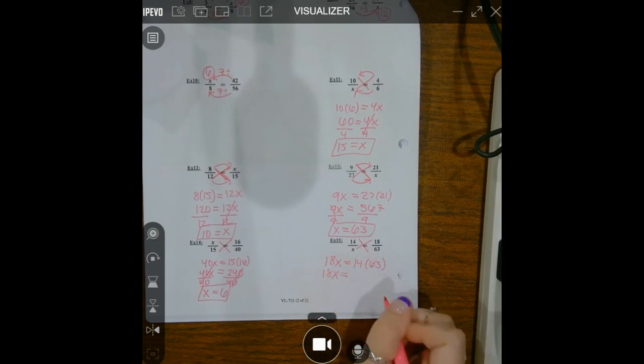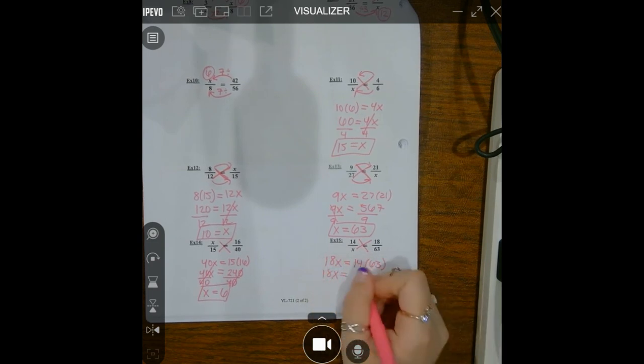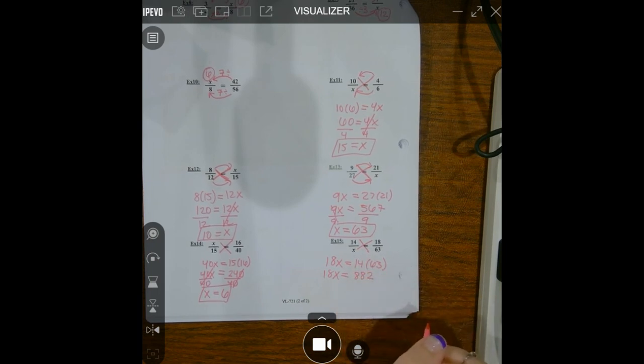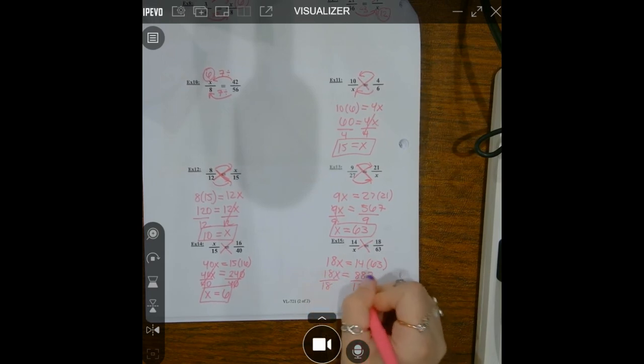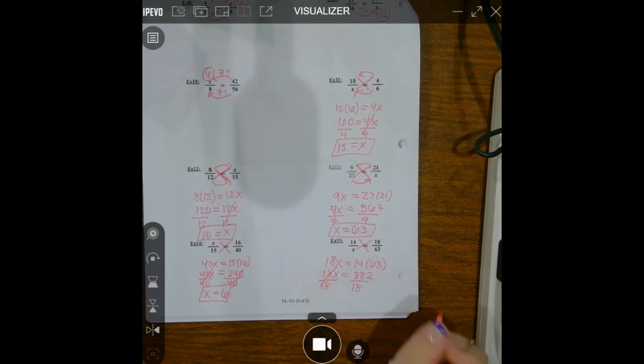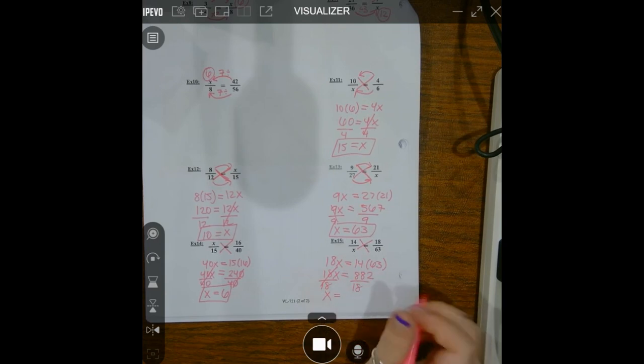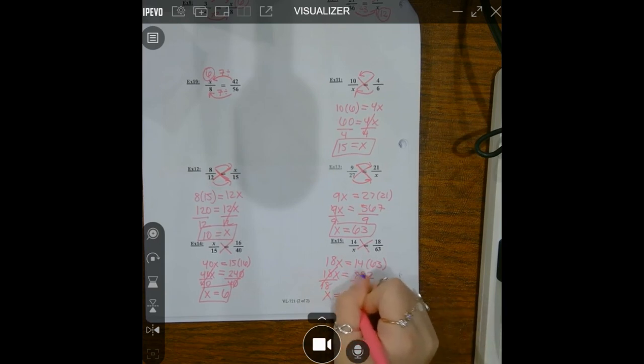Okay, 14 times 63 is, yes, 882. Now, what do you do to get x by itself? Divide by 18. Those cancel, and you get 1x equals, well, 882 divided by 18. Yep, you got 49.